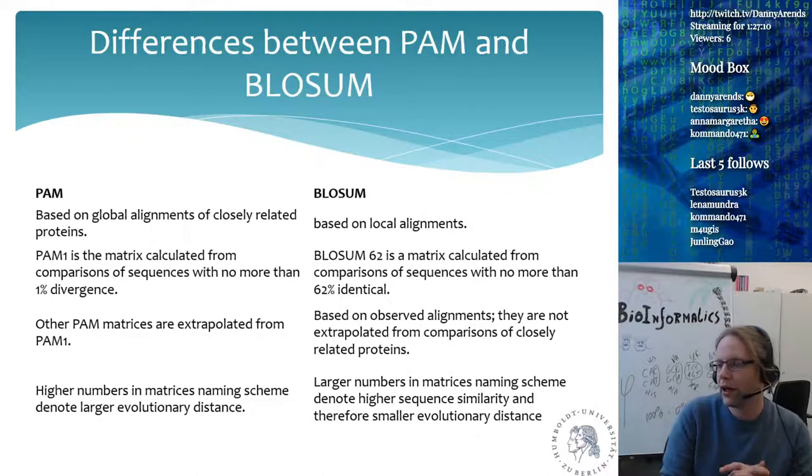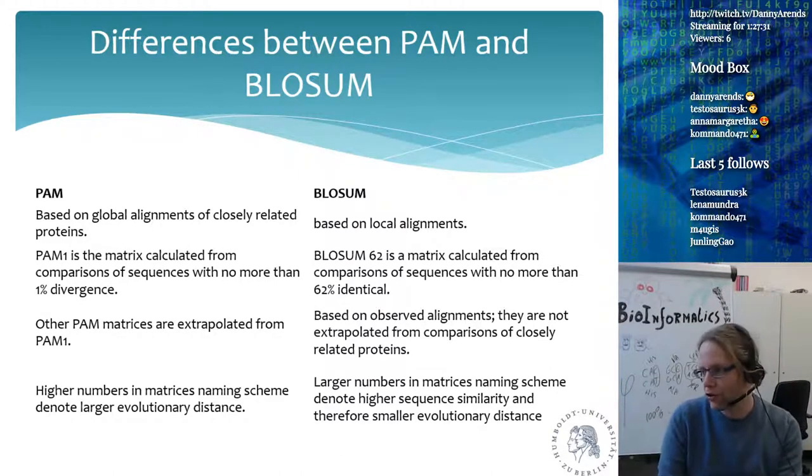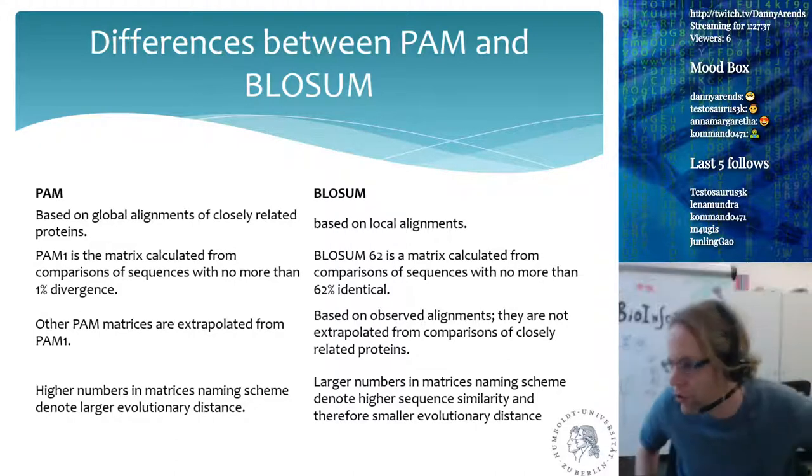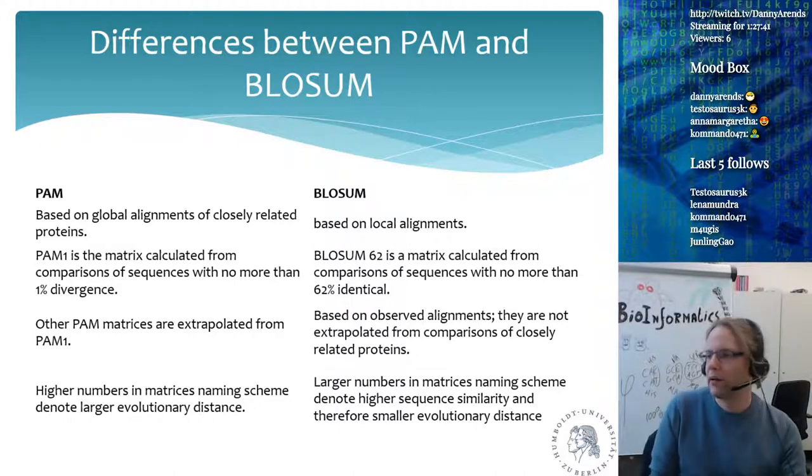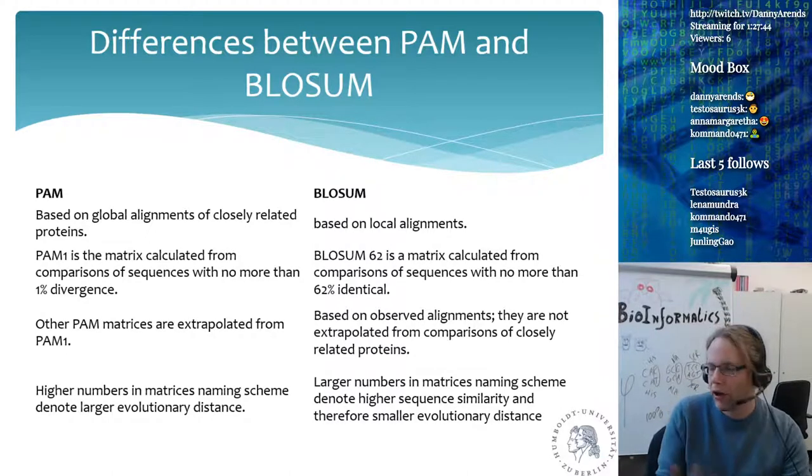So they don't redo the calculation. But for the BLOSUM matrix, the recalculation is done based on the blocks database every time. So the higher number in the matrices' naming scheme denotes a larger evolutionary distance. If you are comparing a Bos taurus with a Bos indicus, so a cow from Europe with a cow from India, you assume that these are very closely related, so you would use a lower number PAM matrix. So you would probably use PAM1. But if you are comparing a cow with a dolphin, then the evolutionary distance between them is further apart, and you would definitely use a PAM matrix with a higher number, like a PAM20.